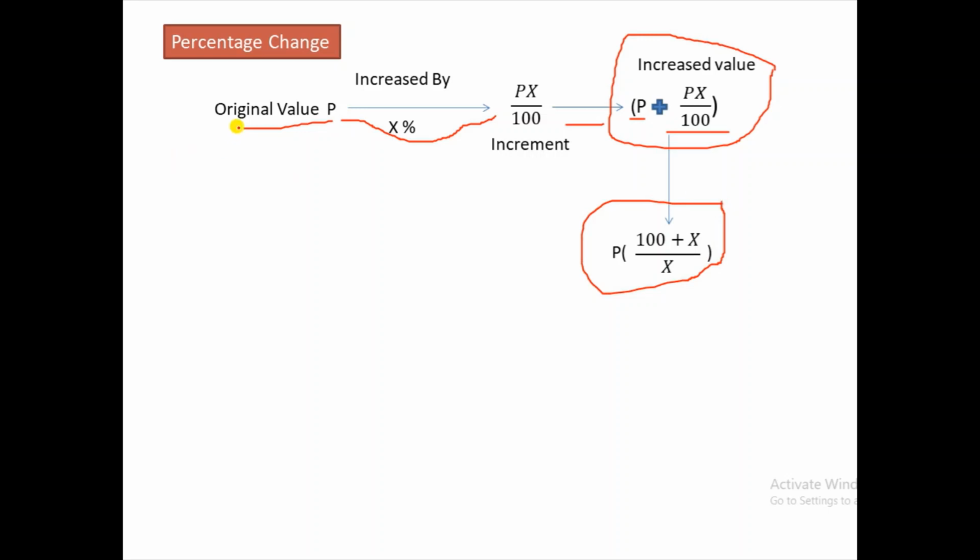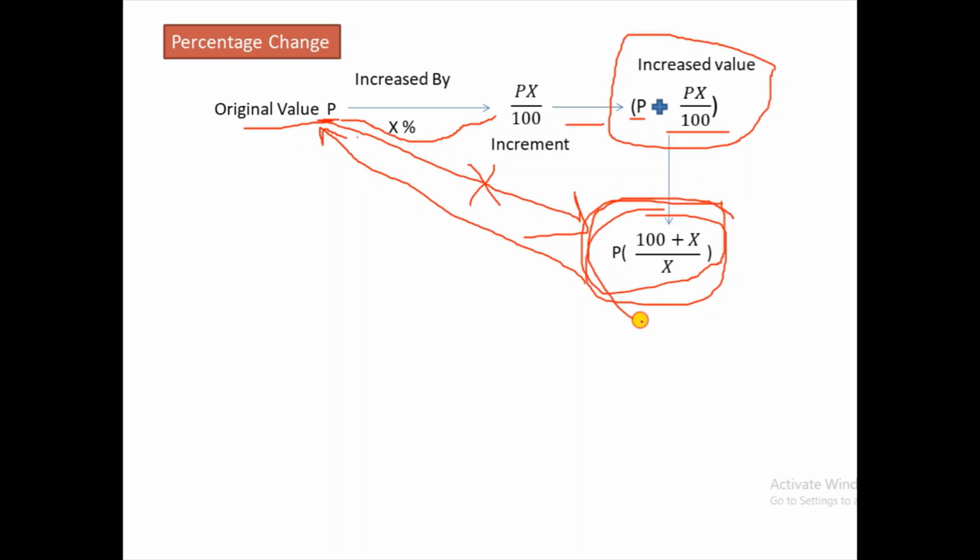Now I will simplify this. I can take out P as common and it will become P into bracket (100 plus X) by 100. The 100 is multiplied here, and (100 plus X) divided by 100 is simplified. Now this is the final increased value. Now simply think here, when P has increased by X%, the final value is P into (100 plus X) by 100. Now when it is increased by X, this is the new value.